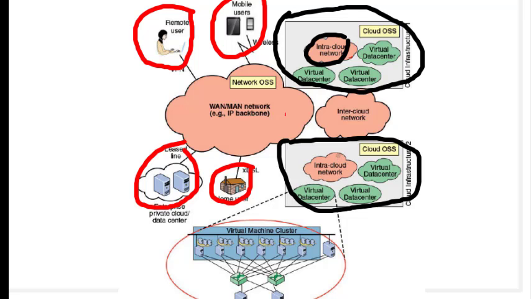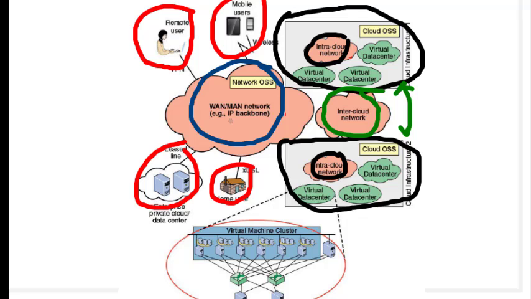This is the intra cloud network, which coordinates the network between the virtual data centers of the same cloud. This is the inter cloud network, which facilitates communication between these two cloud networks. Then, in order to access the cloud, we have this network, maybe the IP backbone or the internet. Every virtual data center consists of a pool of resources: servers, storage, media, etc. So this is the cloud infrastructure.